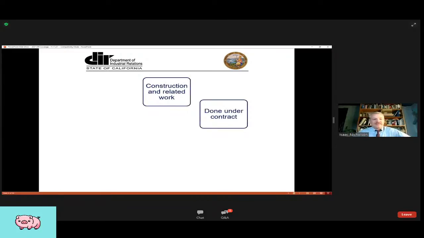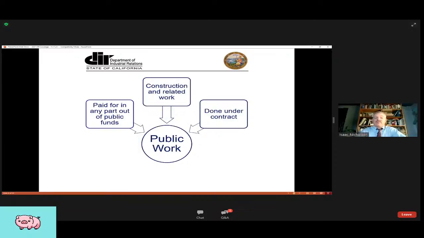All right, what is a public work? Construction and the related work, which is done under contract and paid for in any part out of public funds. So the one provision here, which you may find a little confusing, is done under contract. And what that really means is not performed by an agency or political subdivision of the state's own forces, their force account labor. Done under contract means the work is let for contract, and if the other two prongs of public work are met, it is a public works project and subject to prevailing wage requirements, assuming it meets the other requirements, $1,000, et cetera.